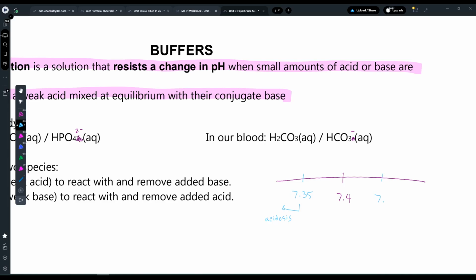Meanwhile, on the other side, at a pH of 7.45 and above, if your blood gets too basic, you get a condition called alkalosis. If your blood pH keeps going further and further up, then your blood will be too basic for your organs to function, and they will start to shut down, and that will end up in death. But this isn't a usual concern because the buffer system in our blood, the carbonic acid with hydrogen carbonate, is really good at keeping the pH of our blood within the normal range between 7.35 and 7.45.